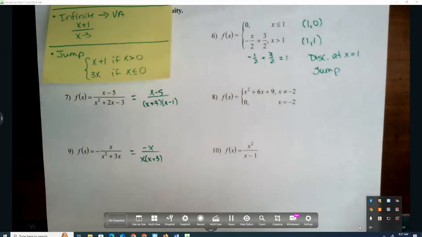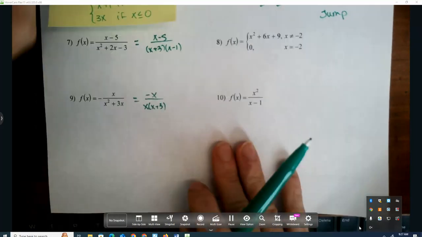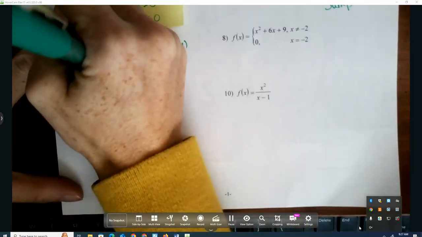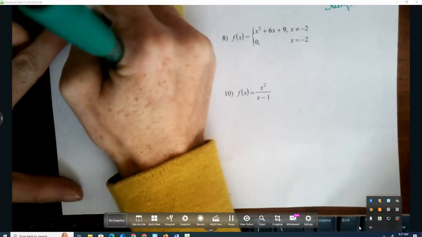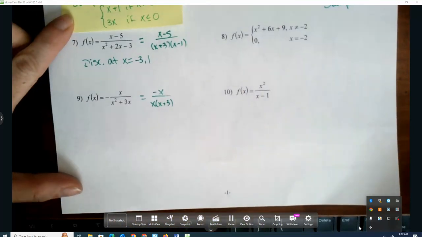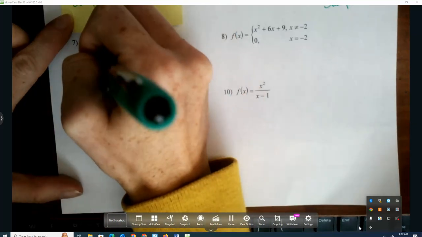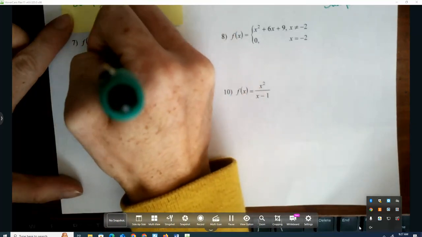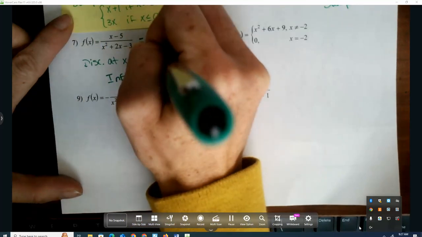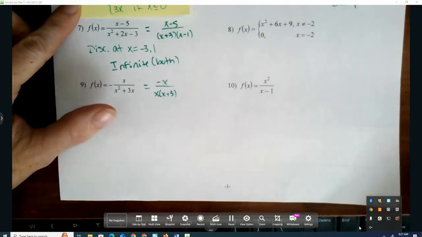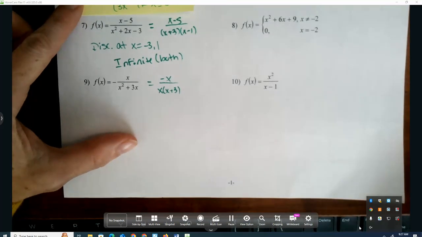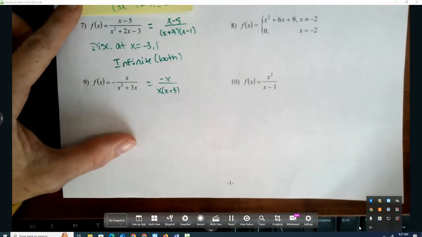All right, so if we look at number 7, you can factor the bottom, but does anything cancel out? No, so it's discontinuous at both x equals negative 3 and positive 1. And what are both of those? Infinite. Now, if one of them canceled and the other didn't, they would have still been both discontinuities, but one would be infinite and one would be removable. So that can happen.